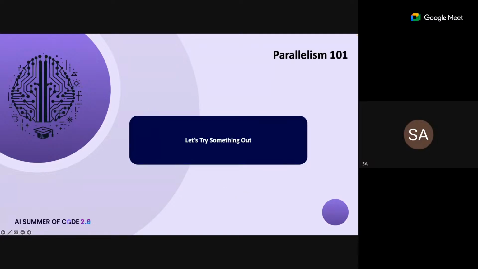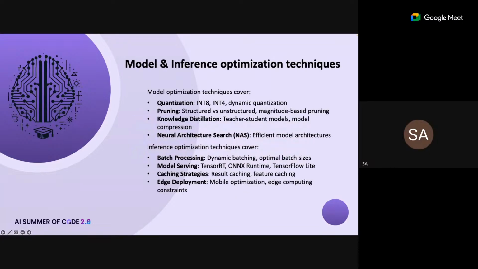Then, let's move this to the session. So let's have a round discussion around model and inference optimization techniques. There are different techniques that you can look at when it comes to model optimization, and there are also some that you can look at when it comes to inference optimization. So let me start with inference optimization.